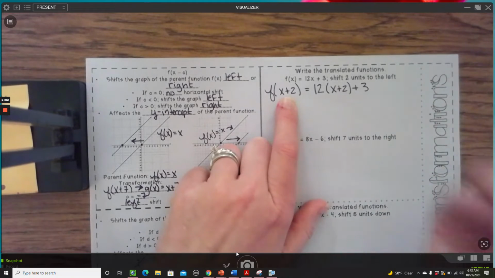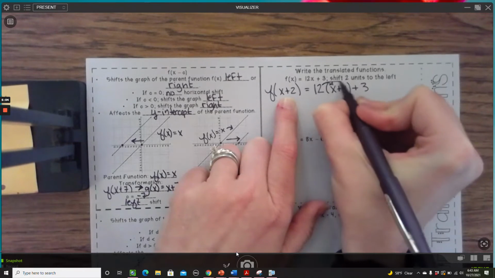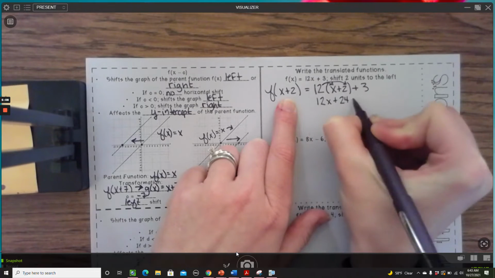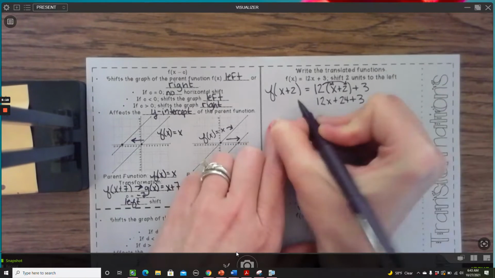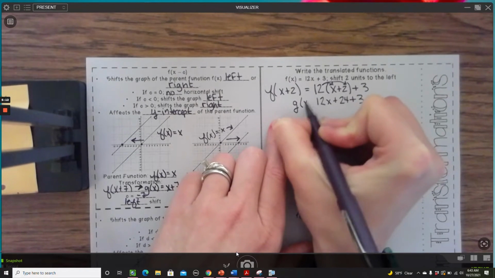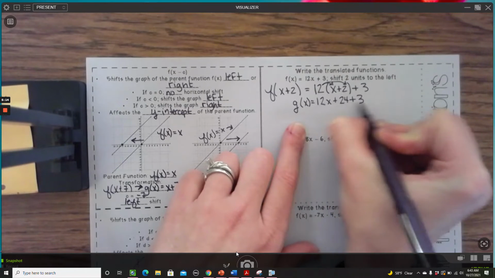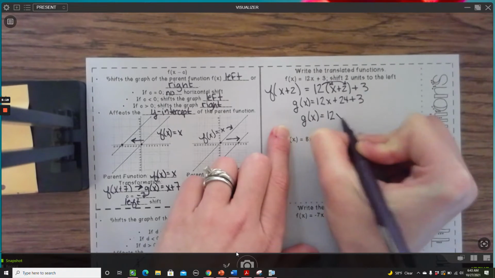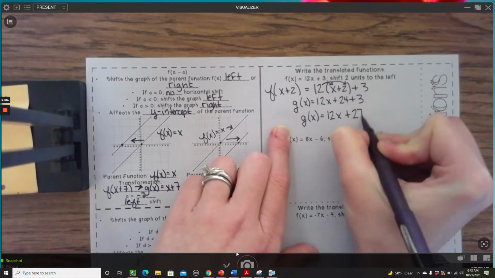And then I'm going to simplify. So I'm going to distribute first. So I have 12x plus 24 plus 3. Sorry, and so that new function again is g of x. And then now I can combine 24 and 3. g of x equals 12x plus 27.